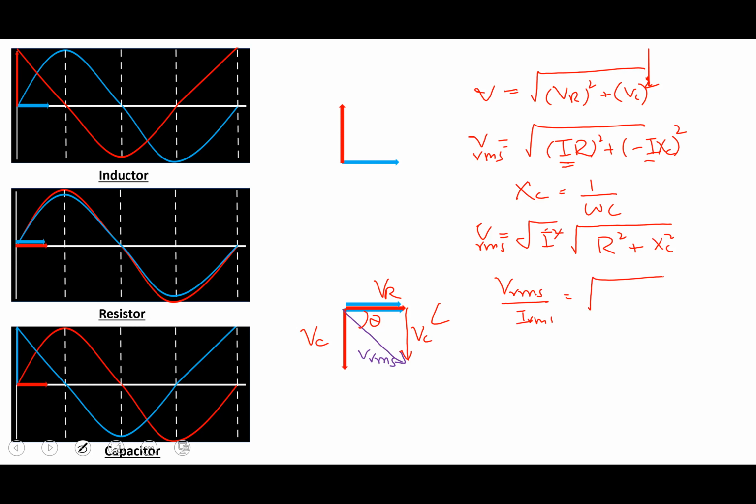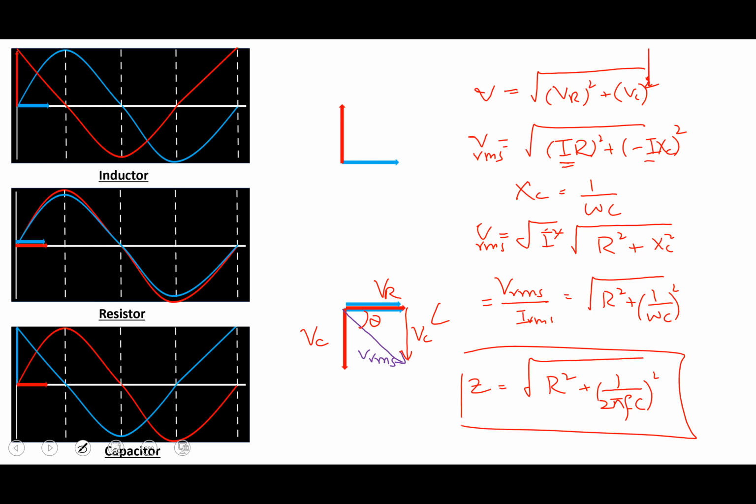And instead of putting the value of Xc, we can say 1 over omega C. And we can say that this is equal to impedance. So impedance will be equal to under root R square plus, and instead of omega, I can say it is 2 pi f, and C, whole square, with 1 over 2 pi f C. This is the magnitude form of the resistance, or impedance, we can say Z.